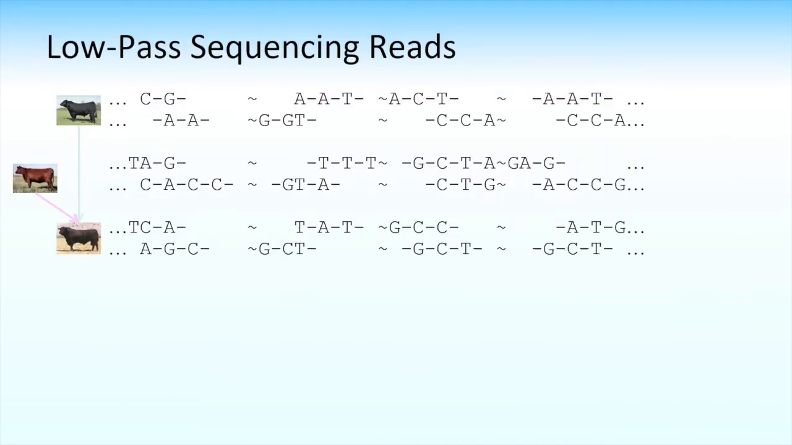This slide shows a representation of low-pass sequencing reads for the first three animals in our example. Each contiguous string of letters and dashes represents one sequencing read, which would typically be several hundred bases in length. It's not possible in this diagram to show how spread out these reads would be across the genome, so see Warren's diagram for a better idea of what that would look like.